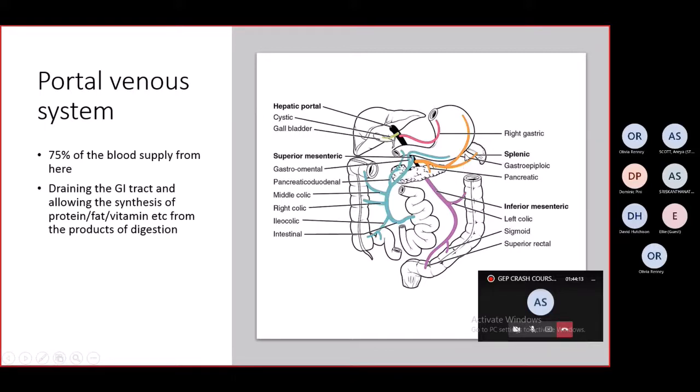So that's why it's really important to be aware of the portal venous system and where all the veins come from, because it does have implications down the line. And also, if you think about it like a big gate, because porta means gate in Latin, which is quite nice. So yeah, that's the portal venous system. I thought it deserved its own slide for that.